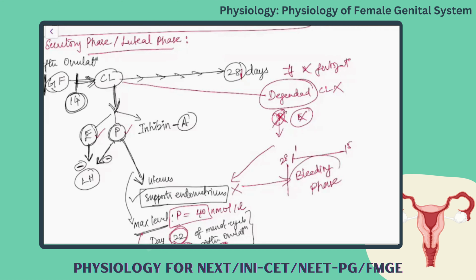So the bleeding phase is due to the withdrawal of progesterone. Okay, clear? So the bleeding phase here is due to the progesterone withdrawal. Remember that. Why the bleeding phase? Because of the withdrawal of progesterone. Okay, clear? Then again the cycle begins.